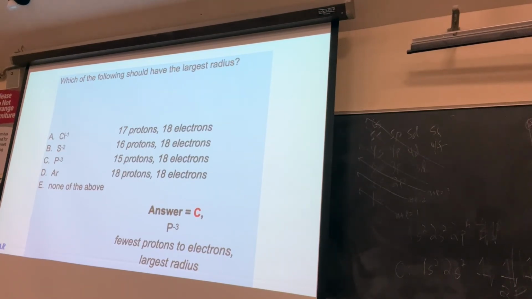So you can rationalize it in that you have a lot more electrons relative to protons in phosphide, or you can just say left and down. And as long as you're comparing anions to anions, or cations to cations, left and down works really well, more often than not. Questions?